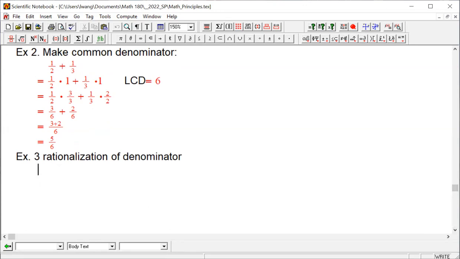Okay, so first of all, what is rationalizing the denominator? For example, I have 1 over square root of 2. Our objective is to rationalize the denominator. Right now we have a radical in the denominator, and we want to get rid of the radical in the denominator.